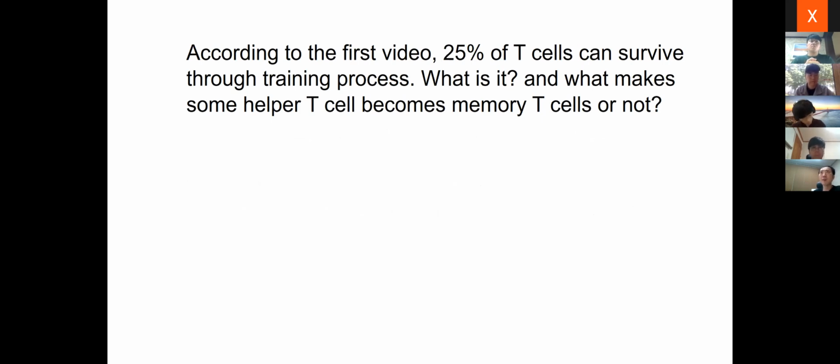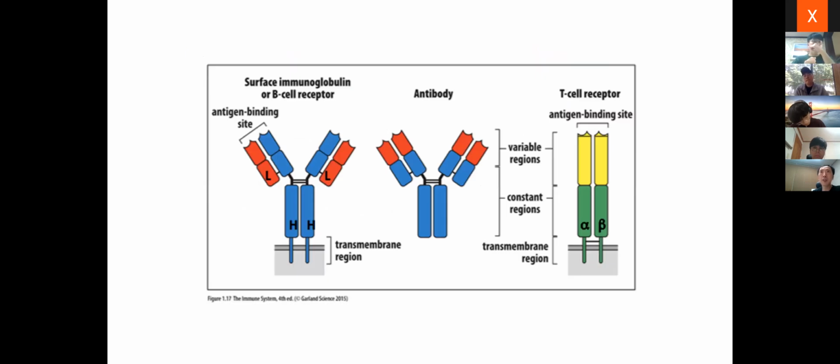The question was about the video saying that during the maturation of the T cells, only 25% of the T cells survived. This is a good chance to talk about T cells. Antibody is made by B cells, right? B cells sometimes secrete antibody, but before they secrete it, the antibody is attached onto the membrane as a kind of receptor. During B cell maturation, they choose only one binding site, and after they mature, they start to cleave here and then secrete these antibodies.